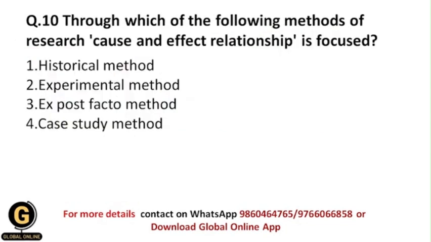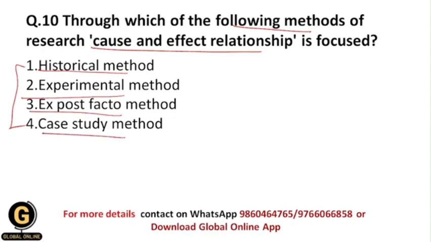Next is, through which of the following methods of research is the cause and effect relationship focused? So in these research methods, which is the research method in which cause and effect relationship is studied and focused? Whether it is historical method, experimental method, ex post facto method, or case study method.